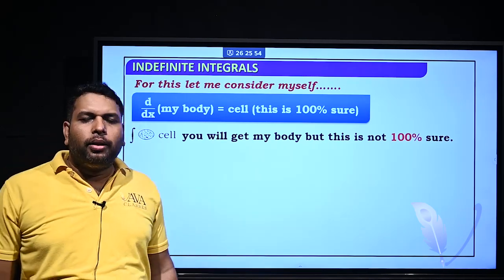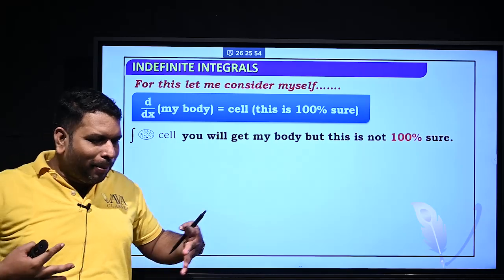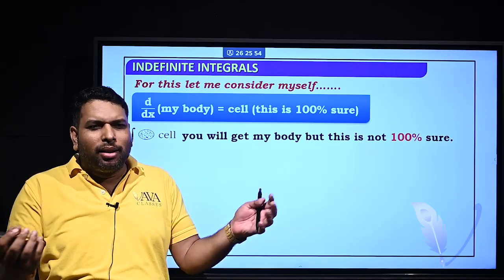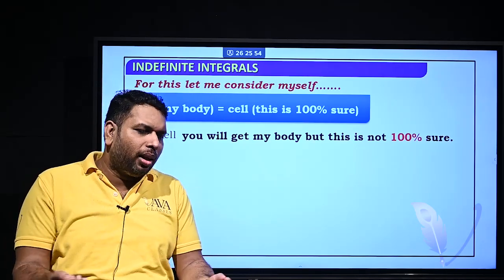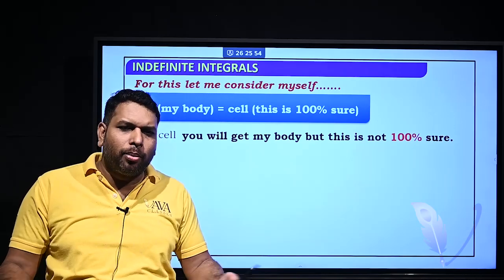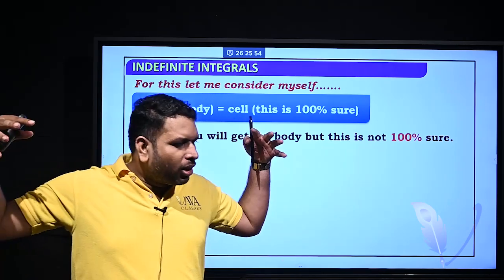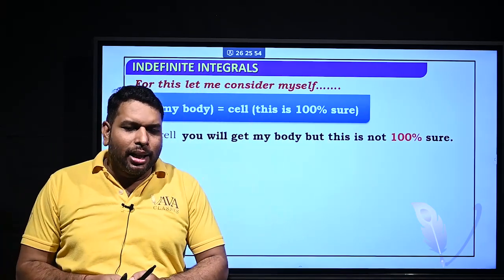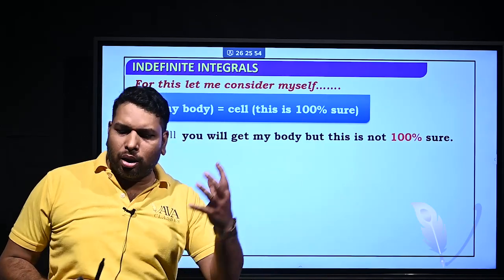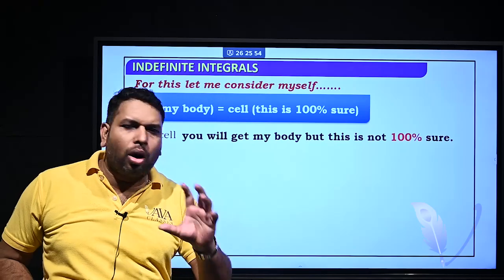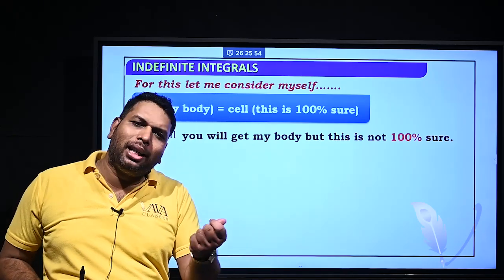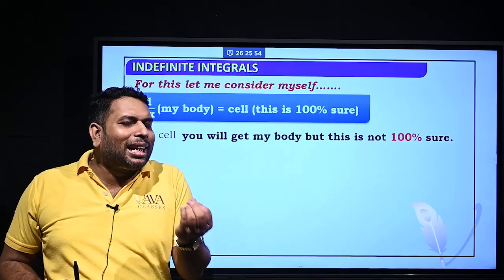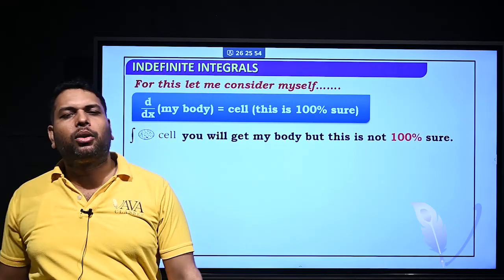If in a cutting machine, if I put my body, I will definitely get only some blood cells, some pieces like that, some cells will be there. But by joining these cells, I will not 100% get my body. That is, suppose if you throw a cup, you definitely get some pieces. But by joining the pieces, you cannot exactly get that cup.